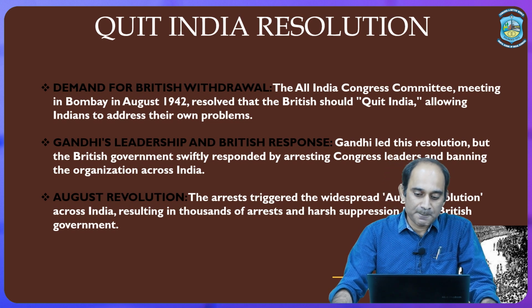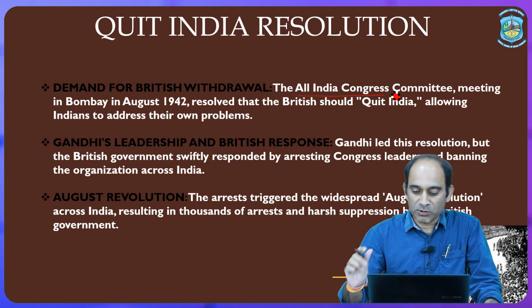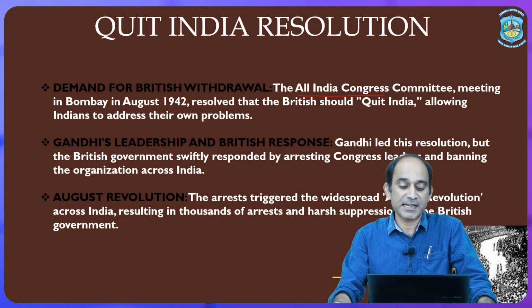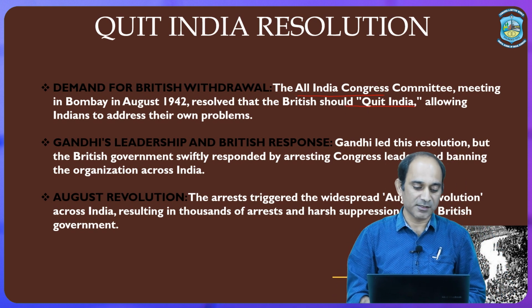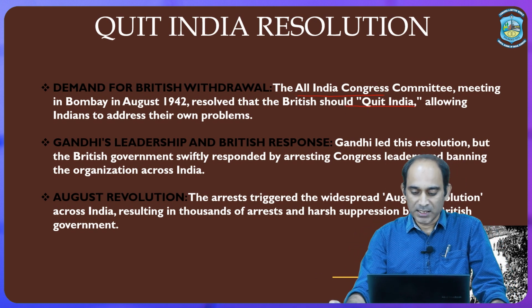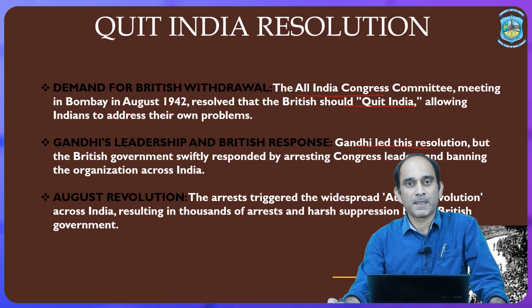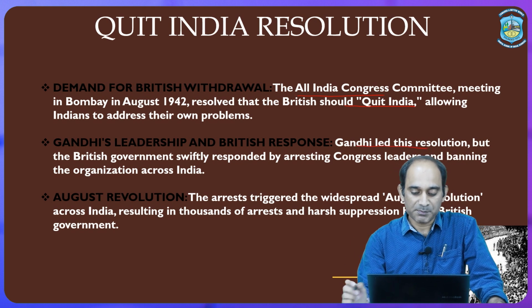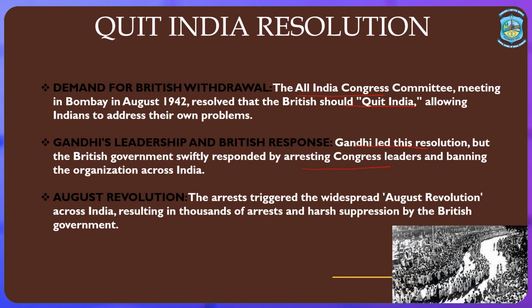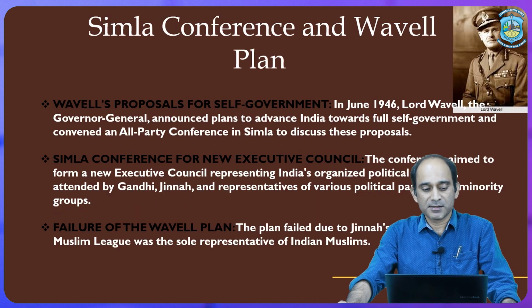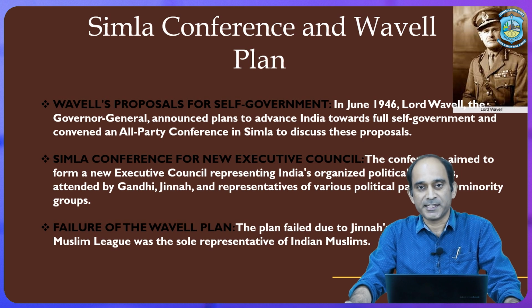Now, Indians were dissatisfied. Because of that, the All India Congress Committee met in Bombay in August 1942 and resolved that the British should now quit India and allow Indians to address their own problems. Gandhiji led this resolution, but the British government swiftly responded by arresting Congress leaders and banning the organization across India. The arrest triggered the widespread August Revolution across India, which resulted in thousands of arrests and harsh suppression by the British government.